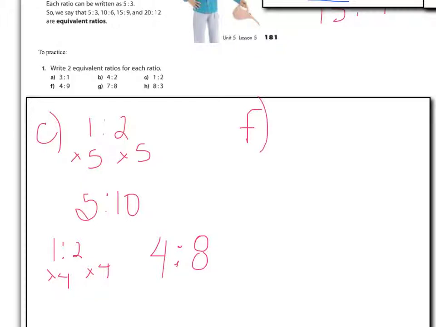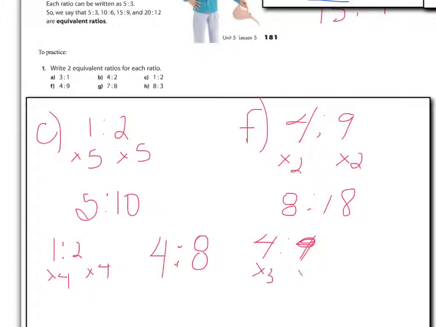F. We jumped there. 4 to 9, what could I do? I'm going to times by 2 to both. 4 times 2 is 8. 9 times 2 is 18. That's an equivalent ratio. What else could I do? I'm going to multiply by 3. 4 times 3 is 12. 9 times 3 is 27. That's also an equivalent ratio.